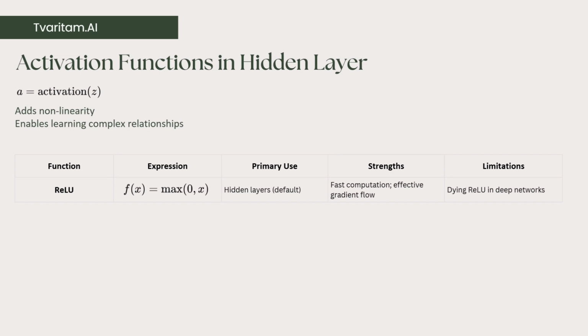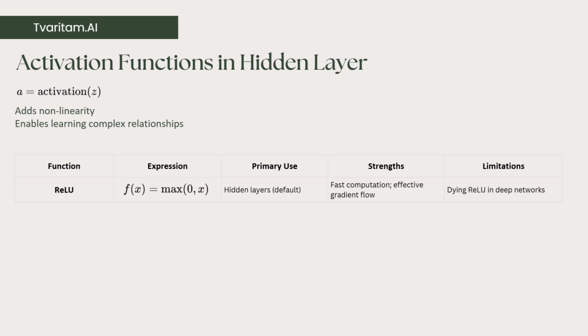The most commonly used activation function today is ReLU, or rectified linear unit. It simply outputs 0 if the input is negative and the input itself if it is positive. And why is it very popular? Because it is computationally very efficient. It helps in faster training, and it significantly reduces the vanishing gradient problem compared to older functions like sigmoid and tanh, which we will discuss shortly.